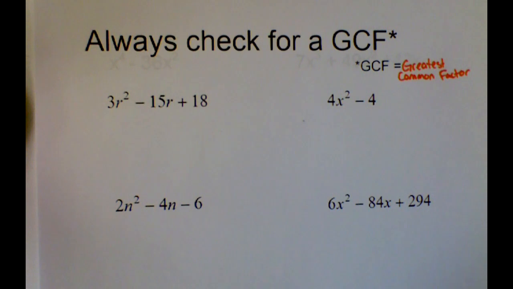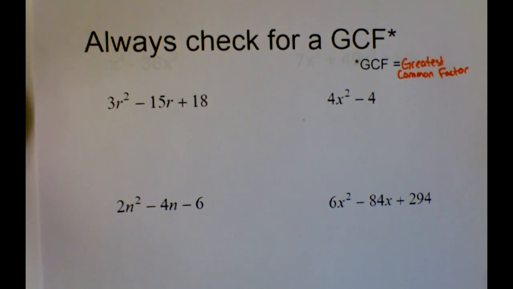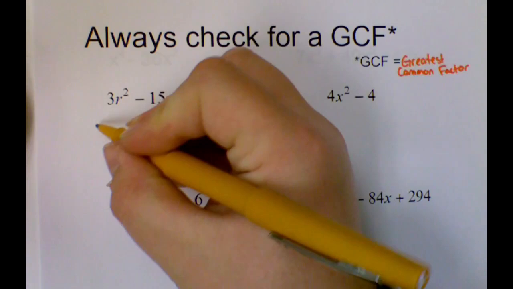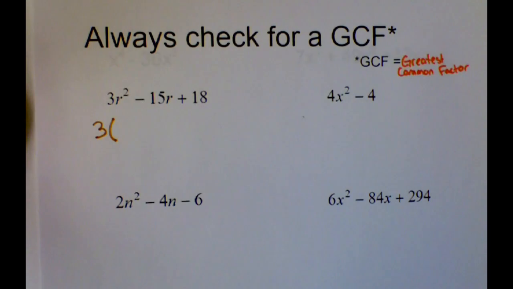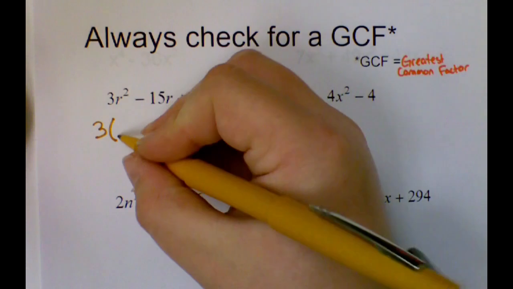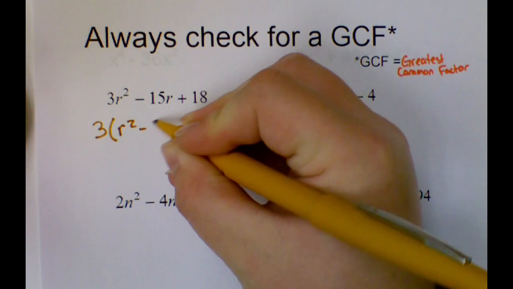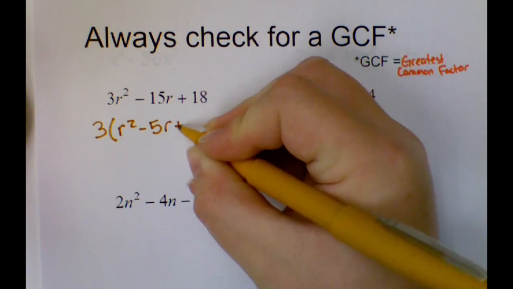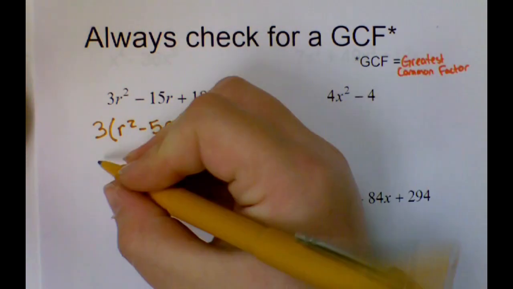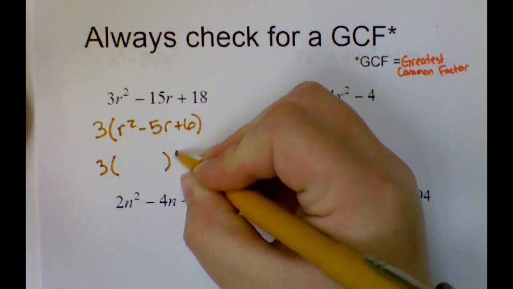So for 3r squared minus 15r plus 18, well, I noticed that 3, 15, and 18 can all be divided by 3. So I take a 3 out front. And now I'm dividing each of my terms by 3, which leaves me with r squared minus 5r plus 6. Now I need to factor the rest of the way. My 3 hangs out along for the ride.